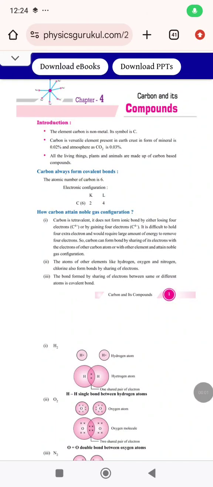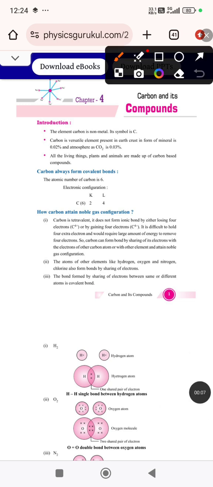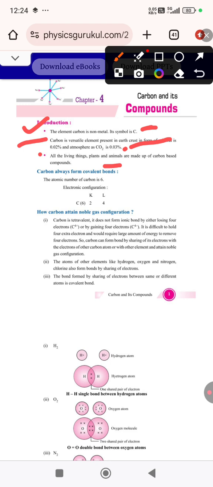Today we will do chapter 4 of science, class 10, carbon and its compounds. As we know, carbon is a non-metal element and its symbol is C, capital C. Carbon is a versatile element present in the earth's crust in the form of minerals at 0.02%, and in the atmosphere as CO2 at 0.03%. All living things, plants and animals, are made of carbon-based compounds.